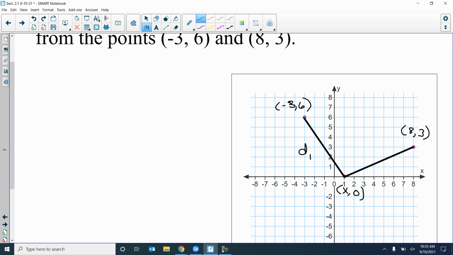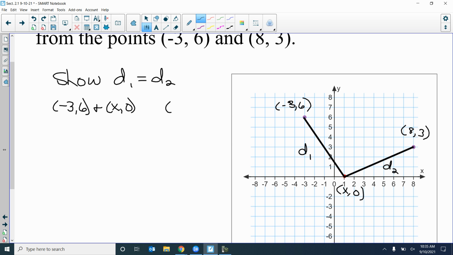All right, this is d sub 1. This is d sub 2. We need to find where d sub 1 equals d sub 2. The distance for d1 is the distance between the point (-3, 6) and (x, 0). The d2 is the distance between (8, 3) and (x, 0). So you're going to use the distance formula on both of them.